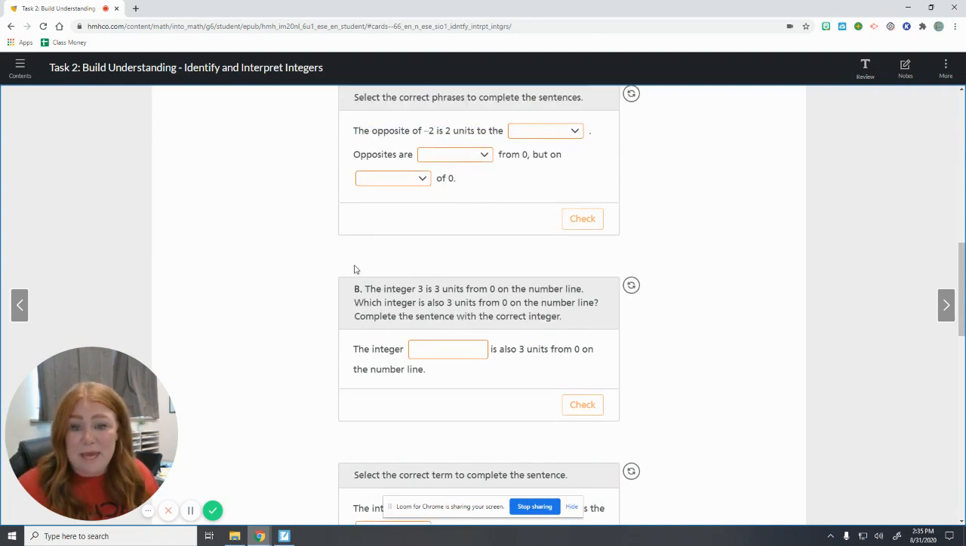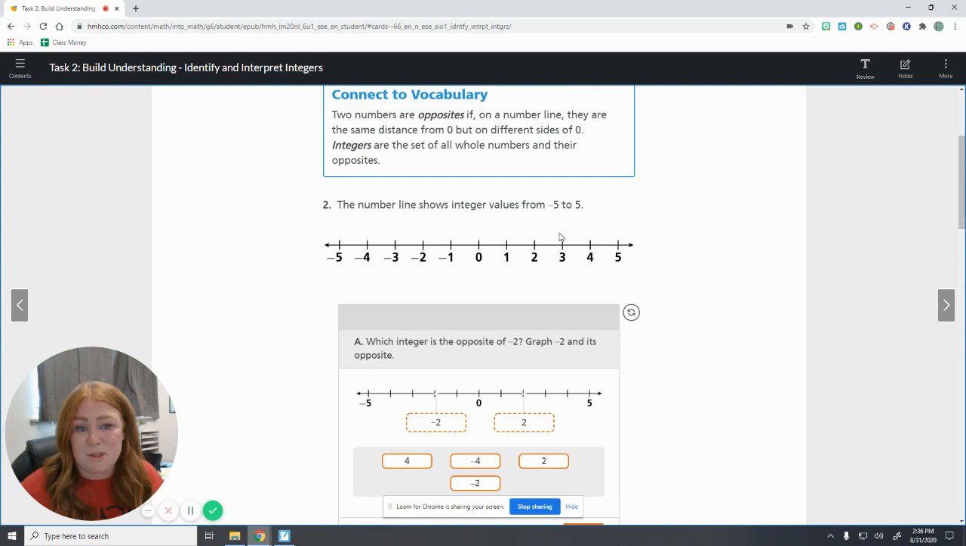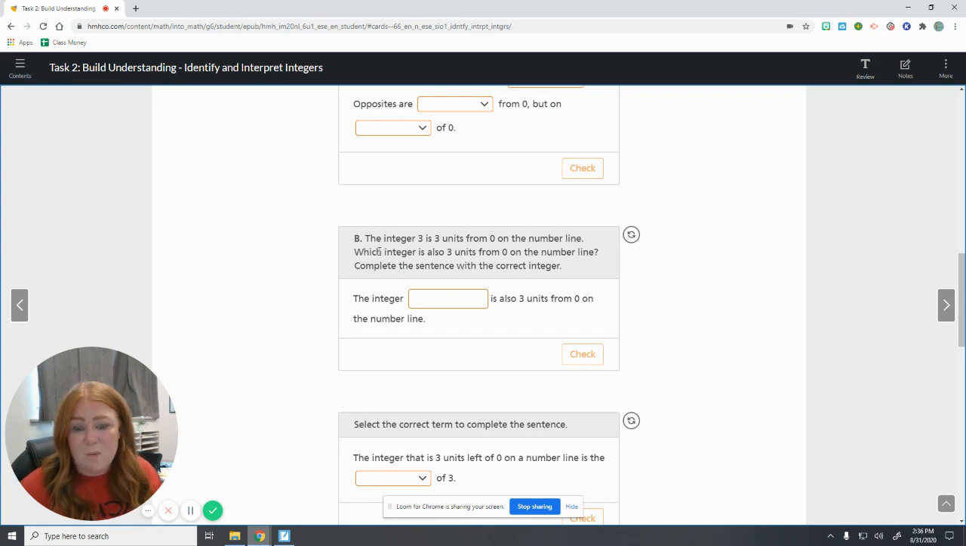Okay, B says the integer 3 is 3 units from 0 on the number line. So if we're looking at 3, 1, 2, 3, so 3 units from 0, which we know is true. Which integer is also 3 units from 0 on the number line? So you're going to put that here. So we know +3 is 3 from 0.